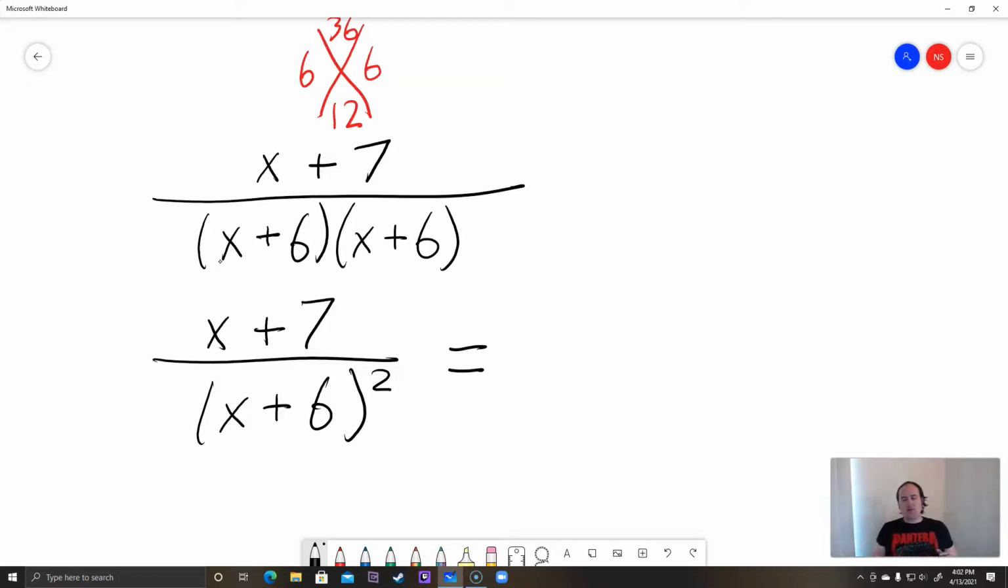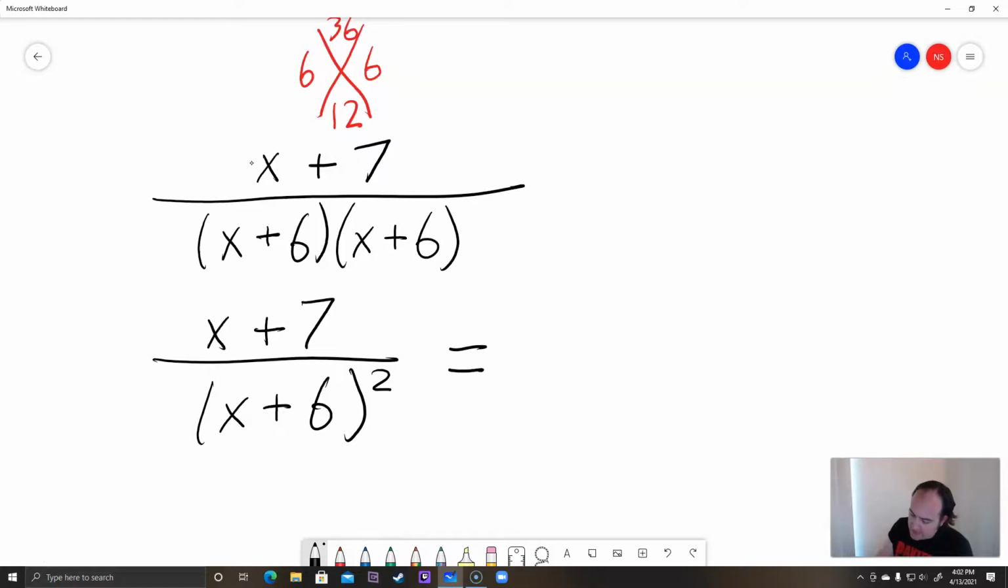Well, it turns out that if you have a linear factor like this, but it's raised to a power, you need to include all the powers starting from its power, and you count all the way down to 1. Okay, so what does that mean? That means here you need to have both a square power and then a first power. But what most people do is they actually start with the smallest power and then they write the larger powers next.